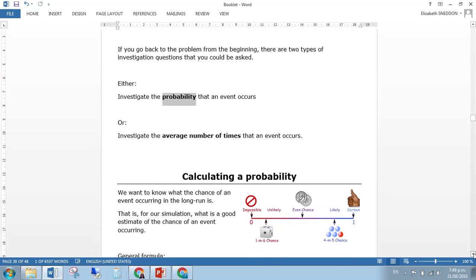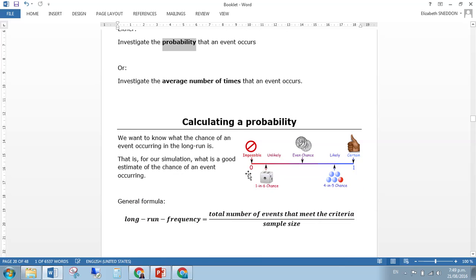Just a quick reminder here about probabilities. Remember, probabilities can be a number between 0 and 1. What I need to do is find the total number of times that my criteria is met and divide that by my sample size or my number of trials.